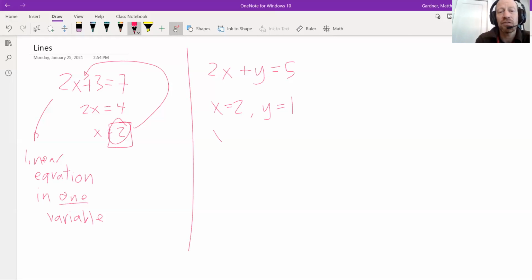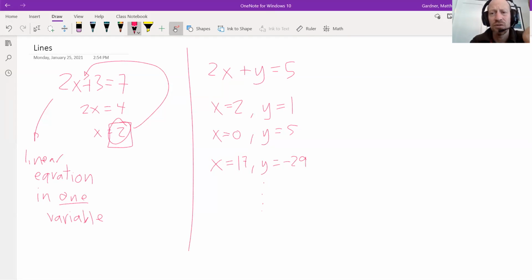But then I also have solutions like x equals 0, y equals 5, or x equals 17. 17 times 2 would give me 34. 34 minus 5, so y could be negative 29. And of course, we don't have to stop there. We could keep going. And so you can see the challenge, right?